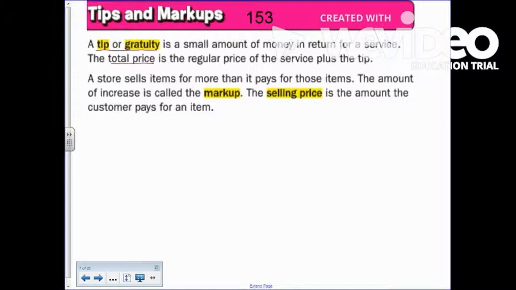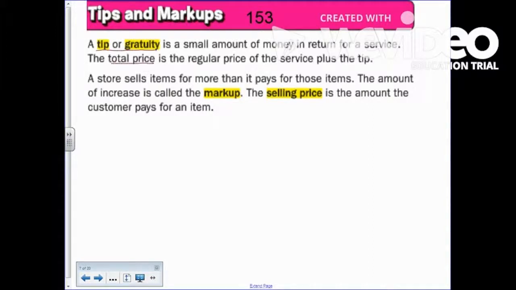A store sells items for more than it pays for those items. The amount of increase is called a markup. So stores, in order to make money, have to sell the products that they have for more than what they pay for them. They buy them from a factory or a company who makes those products, and they pay them a certain amount of money. And then when they put them on the shelves, they mark that price up. They add to it so that you have to pay more than they did. That way, they will make some money.